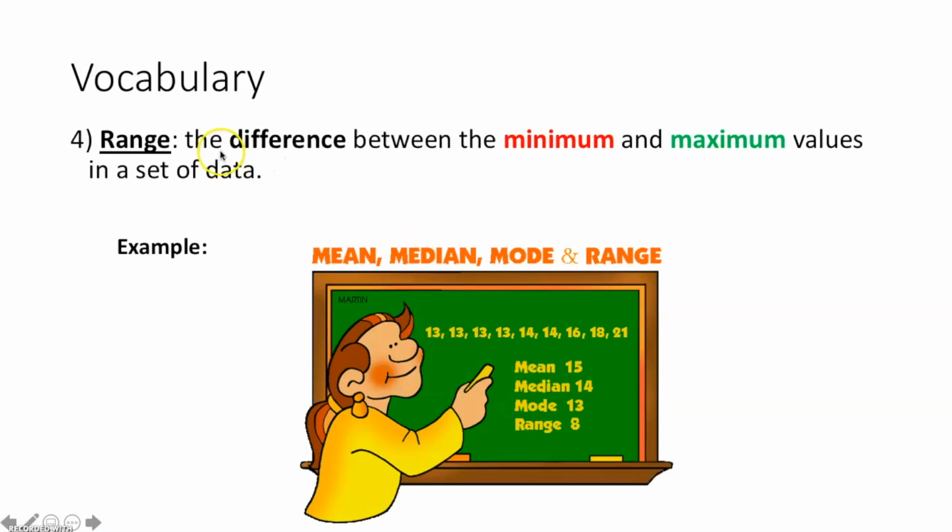The range is the difference between the minimum and maximum values in a set of data. So all you have to do is figure out what is the greatest value in that set of data. So in this case, that would be 21. What's the least value in that set of data? That would be 13. So 21 minus 13 gives you 8. That's how you get your range.